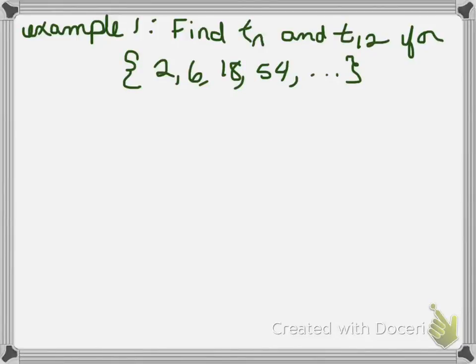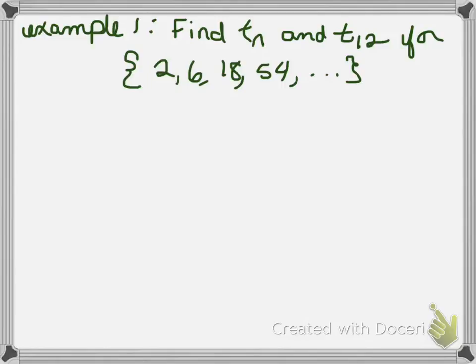Alright, so now that we know how to find the general term and we have a little understanding of geometric sequences, we can do some examples. So let's practice. In this example, we're asked to find the general term, which is t sub n, and an actual term, the 12th term, t sub 12, for the sequence 2, 6, 18, 54, and so on.